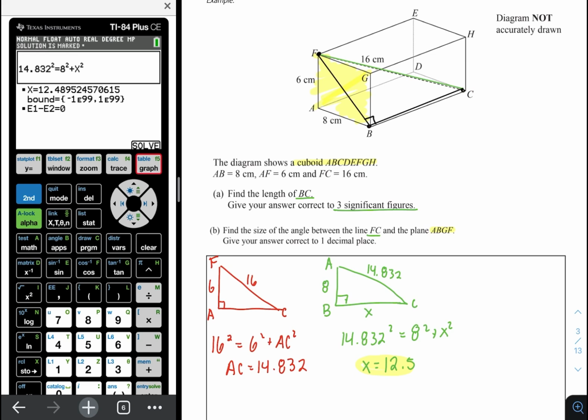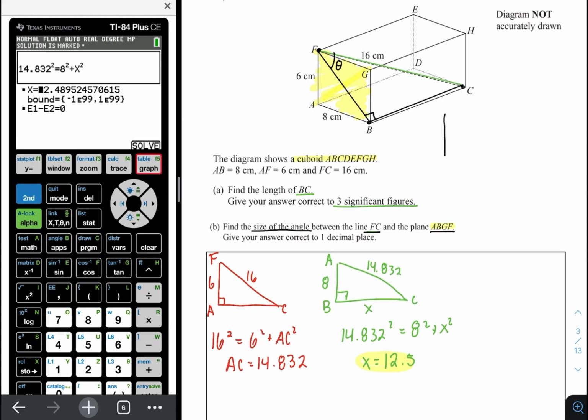FBC is the angle we're looking for. And the size of the angle between FC and the plane is going to be this angle that I've labeled theta. So I'm going to redraw this triangle, and we're going to try and find theta. This triangle here, we have C, B, and F, and we're interested in theta.